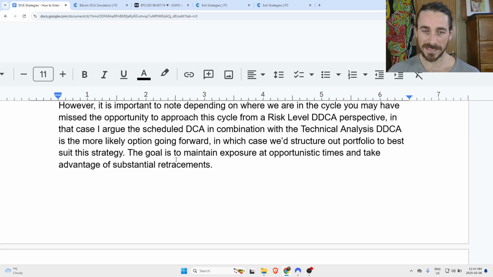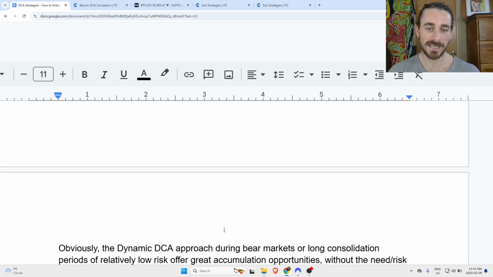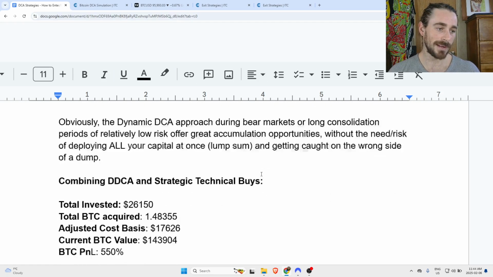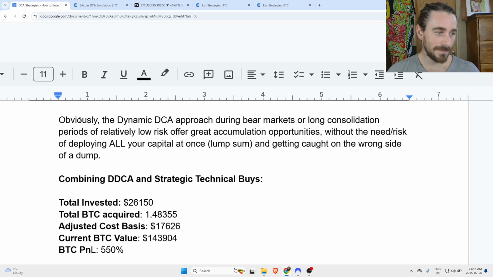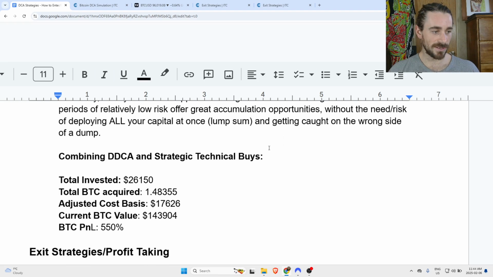The goal, obviously, is to maintain exposure and take advantage of substantial retracements, as well as taking profits off the table as they come. So obviously, the dynamic DCA approach during bear markets or long consolidation periods are great accumulation opportunities. You don't have the risk of lump summing and getting caught on the wrong side. So let's just look here.